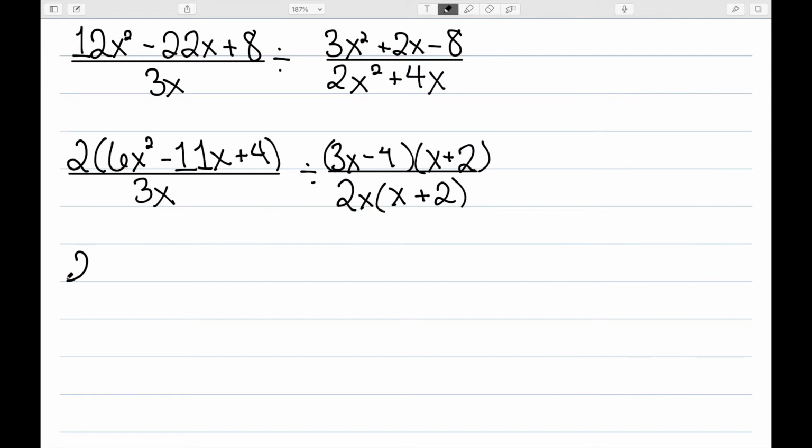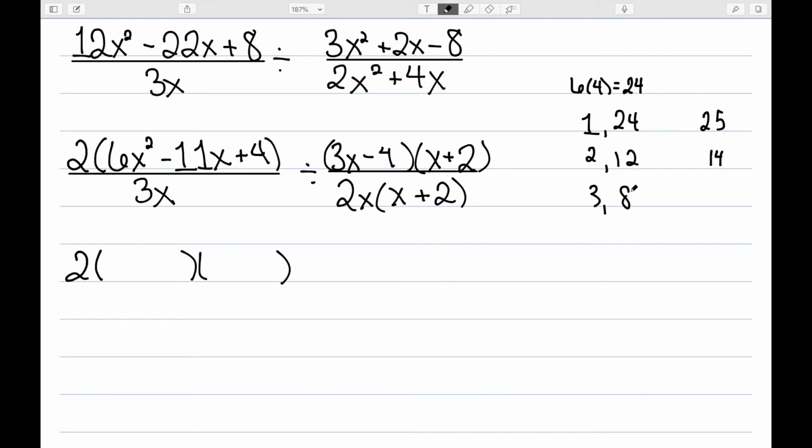Now that I've done that, I still need to factor this numerator, now that I've simplified it. And once again, let's look at our method. We multiply 6 times 4, a times c. That gives me 24. Things that multiply to be 24 would be 1 and 24. That adds to be 25. 2 and 12 add to be 14. 3 and 8 add to be 11, and we need them to add to be negative 11, so we're going to do negative 3 and negative 8.